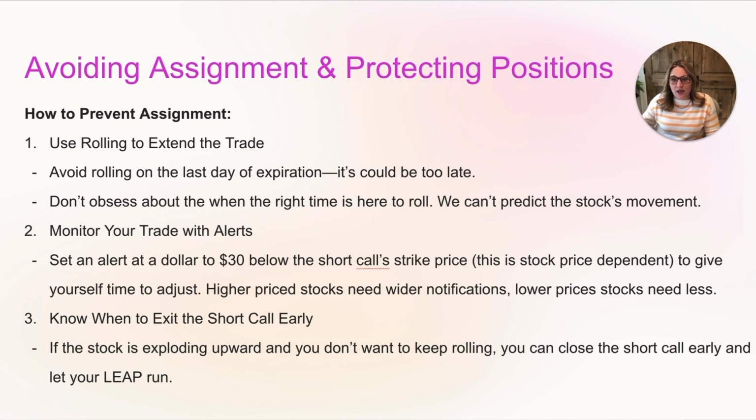Okay. So how to prevent an assignment is, number one, we're going to use rolling to extend the trade. We just went over that. We're going to avoid rolling on the last day of expiration because it could be too late. It really could be too late to do that. Don't leave it until the last minute, and don't let the stock price hang out above your strike price for too long. It's just one of those things where you're putting yourself at risk when you don't have to.